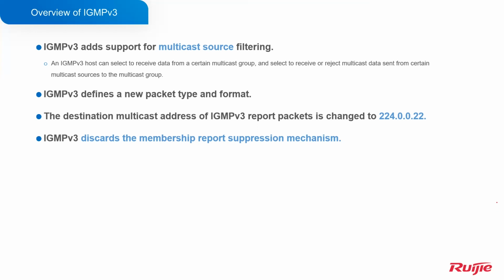224.0.0.22. And IGMP version 3 discards the membership report suppression mechanism, because with the suppression mechanism, if a receiver receives the report packet from another receiver in the same group, it will not send the report message anymore. But in IGMP version 3, it's possible that two receivers in the same group prefer the packets from different sources. So we discard the report suppression mechanism.